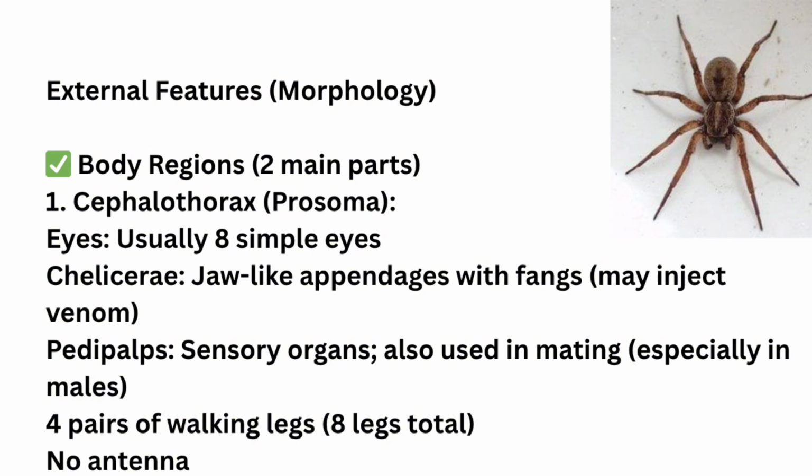We have 4 pairs of walking legs, that is 8 legs in total. So in insects, you have 3 pairs, but in arachnids, you have 4 pairs, right? Now, they don't have antennae. That is another distinctive feature.